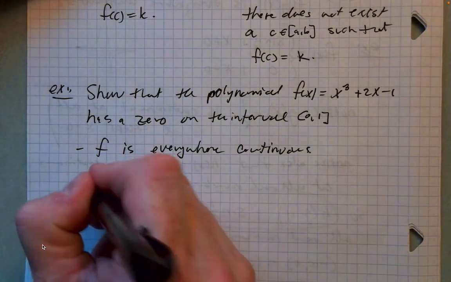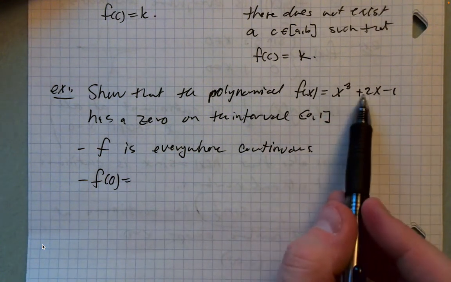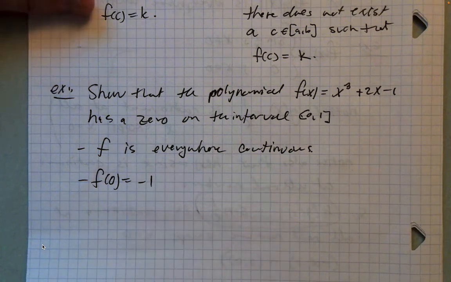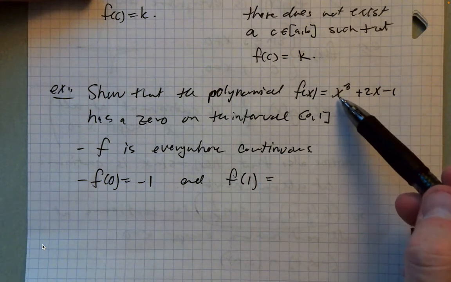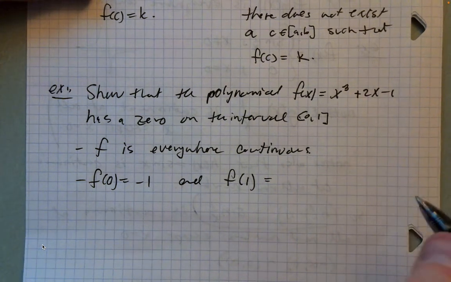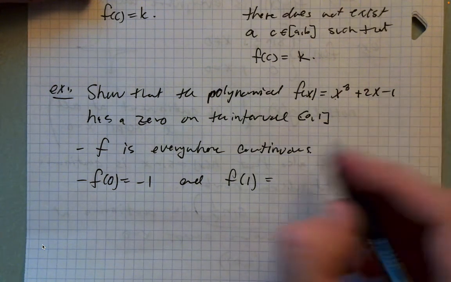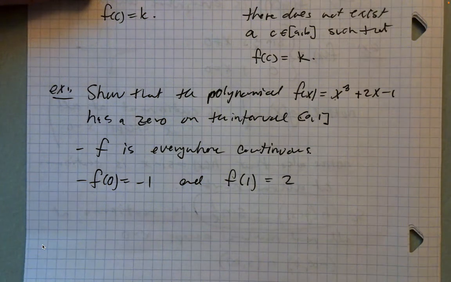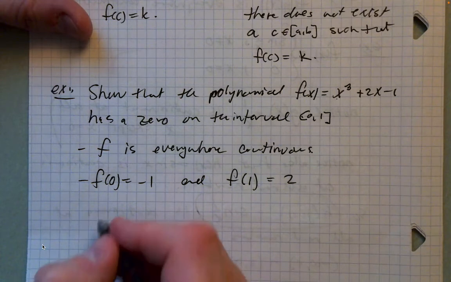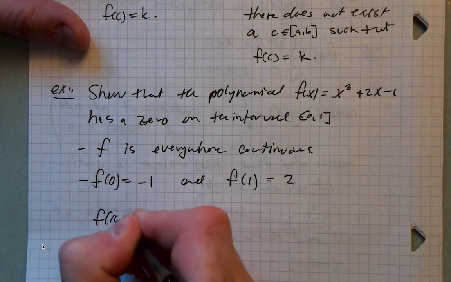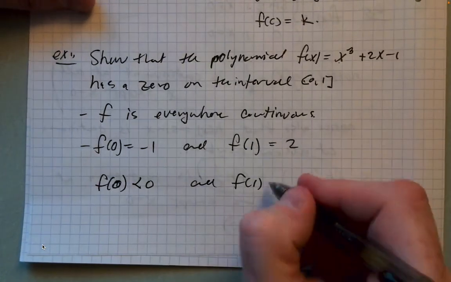Notice here that f of 0, if I plug in this endpoint, I get 0 plus 0 minus 1. And f of 1 is equal to 1 plus 2 minus 1, so it's 1 plus 2, so it'd be 2. Now clearly, f of 0 is less than 0, and f of 1 is greater than 0.